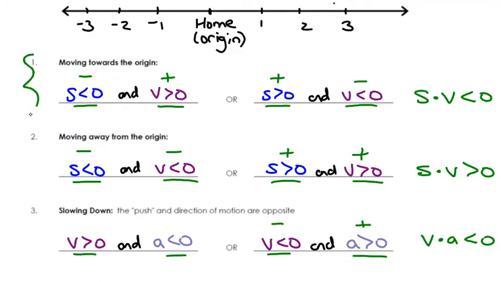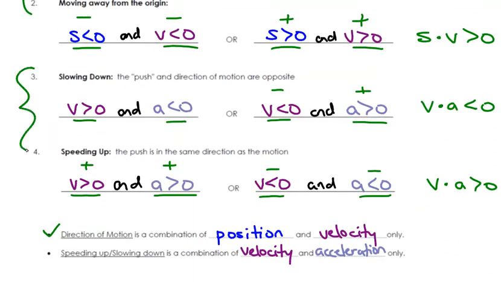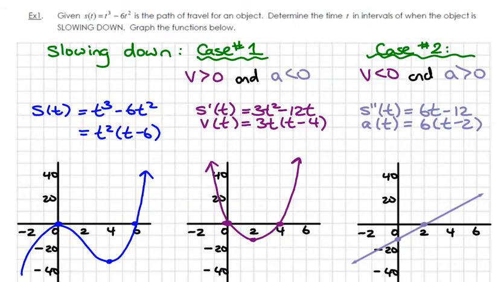Anyways, 1 and 2, these two are the ones that tell you about your direction of motion, versus 3 and 4 are the ones that tell you if you're speeding up or slowing down, and they have to do with your velocity and your acceleration. So let's take a look at an example. I'm going to show you first graphically, and then I'll show you algebraically.